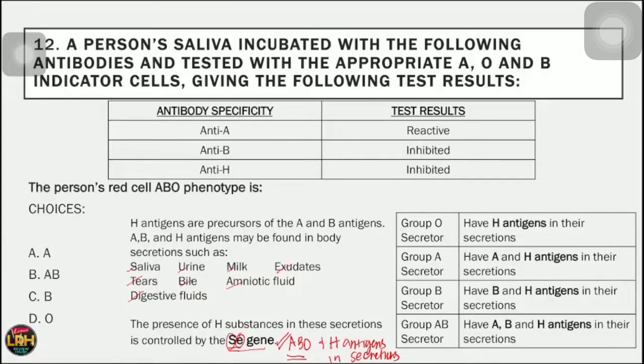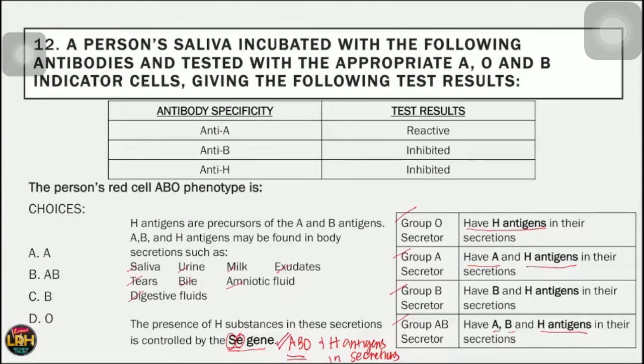So if you are type O, you are a group O secretor. So in your secretions, you will have H antigens. If you are group A secretor, you will have both A and H antigens in your secretions. Group B, you will have B and H antigens. And in group AB, you will have A, B, and H antigens in the secretions.